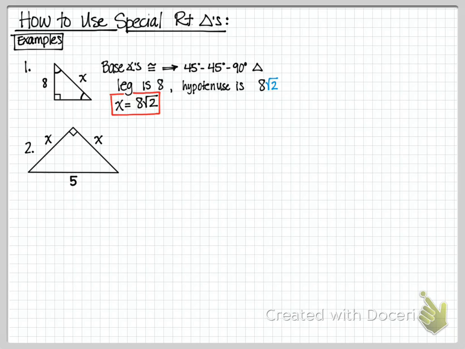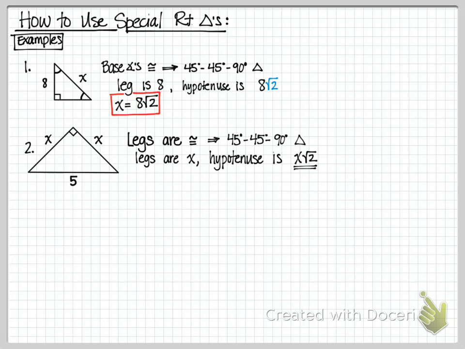For problem number 2, we have a right triangle, and we notice that we have two sides, which are the legs, that are equal in measure, since the legs are congruent, and it's a 45-45-90-degree triangle. The legs are x, and so the hypotenuse would be the leg x times root 2. But we're given in this picture that that hypotenuse is 5. So that means that 5 is equal to x root 2. We can divide both sides by the square root of 2 to solve for x, and we get that x equals 5 over the square root of 2.